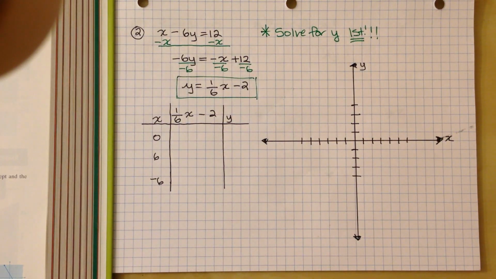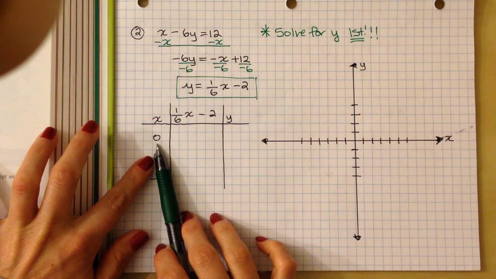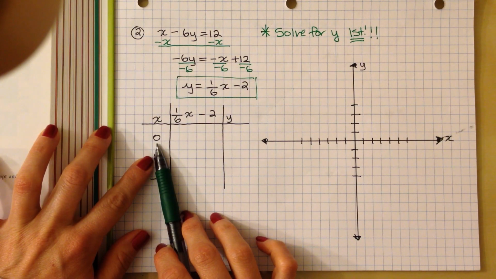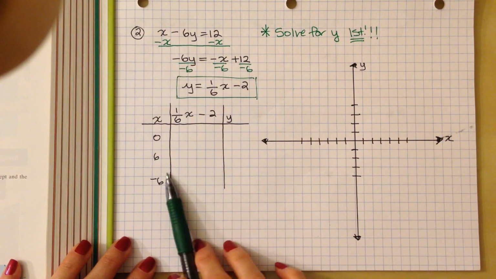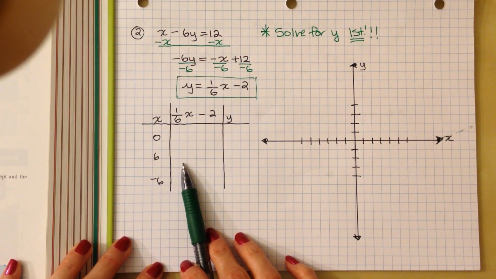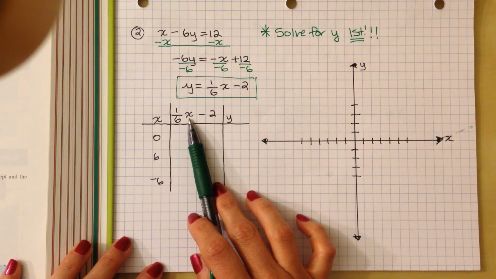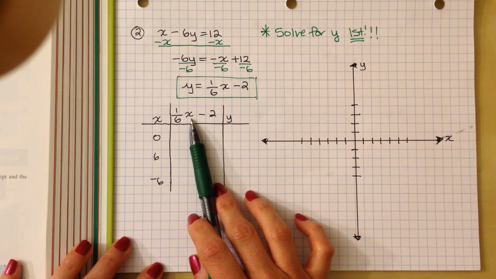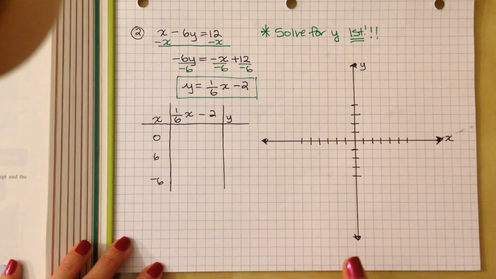So a couple things here. Notice that I chose 0 again because that's always very easy to work with. I also picked 6 and -6. Why did I do that? Well, because if I input 6 or -6, notice that you could reduce and the fraction will go away. If you happen to choose another number like 1 or -1, you will end up with a fraction, and then we have to graph fractions.